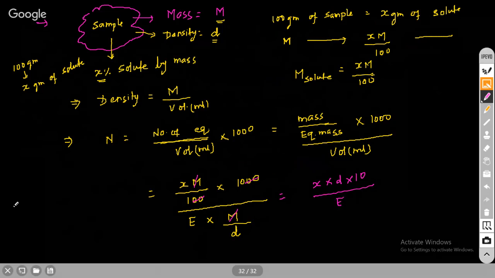So the other formula we have for normality is x into d into 10 divided by the equivalent mass of the substance. This is another formula of normality. Sometimes this formula is also useful. Here x is the percentage mass of the solute, d is the density of the sample, and E is the equivalent mass. So this is the other form we have.